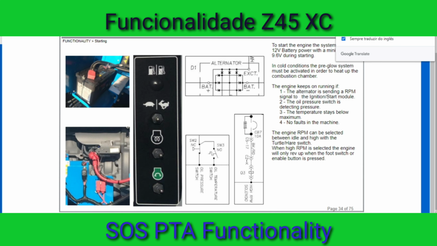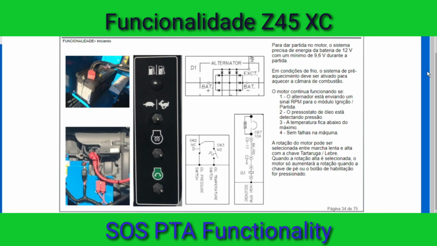To start the engine, the system needs 12 volt battery power with a minimum of 9.6 volts during starting. In cold conditions, the pre-glow system must be activated in order to heat up the combustion chamber. The engine keeps on running if: 1. The alternator is sending an RPM signal to the ignition start module. 2. The oil pressure switch is detecting pressure. 3. The temperature stays below maximum. 4. There are no faults in the machine.